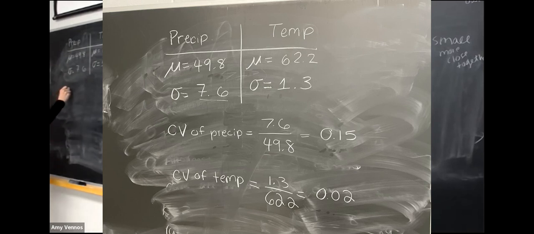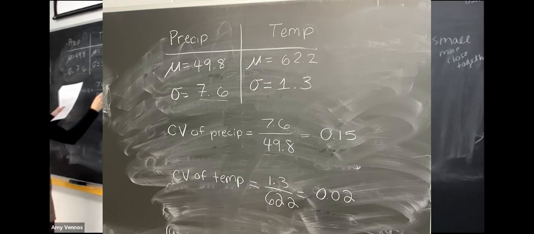Okay, let's find the CV, or the coefficient of variation, of the precipitation. What would I do to calculate this? What would I divide? The standard deviation by the mean. So 7.6 over 49.8. I did this in my calculator and I got 0.1.